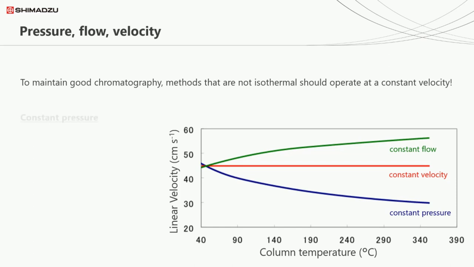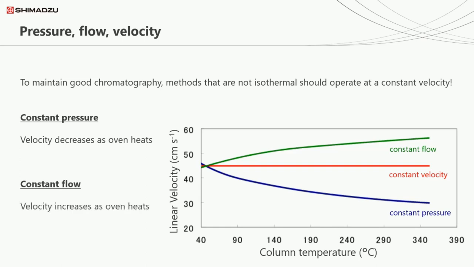So applying a constant pressure results in the gas speed and flow decreasing over time. Applying a constant flow results in the gas pressure and velocity increasing over time. So, where available, you should use a constant average linear velocity, as this ensures you maintain the optimal separating efficiency across the entire analysis.